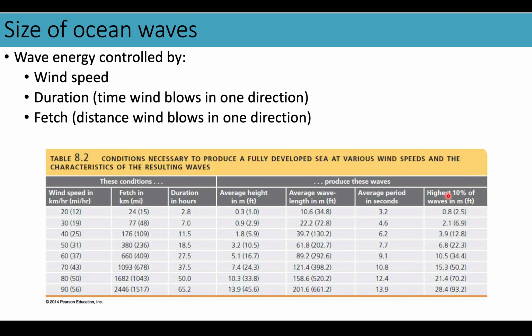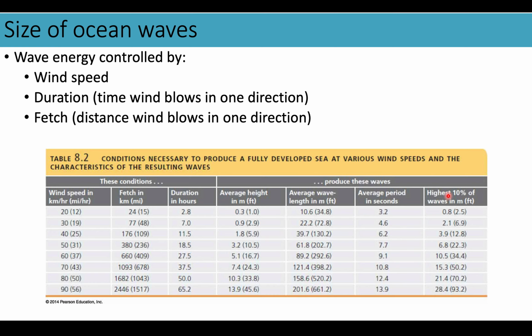So the actual size of ocean waves are controlled by 3 different things. The speed of the wind, and the duration of that wind blowing, so how long has the wind been blowing in that direction. If you have really high speed blowing in one direction for a very long time, you're going to create some really big waves.